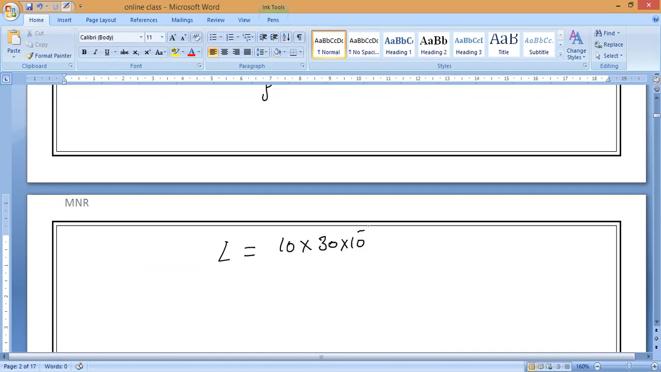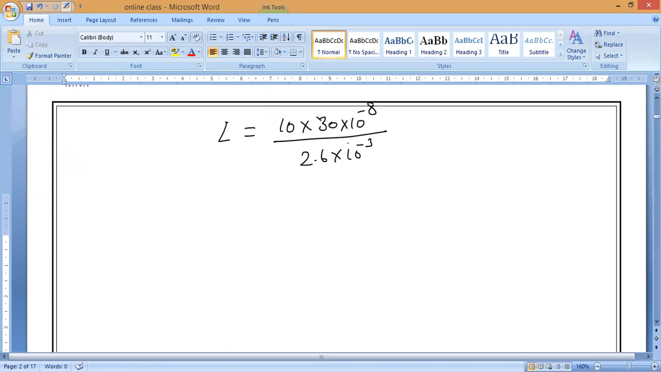30 into 10 power minus 8 divided by, next resistivity is equal to 2.6 into 10 power minus 3. So this is the answer. Now you can check it. 10 into 30, which is equal to 300, divided by 2.6 into 10 power minus 8. 10 power minus 3 will go up, it will become 10 power 3.